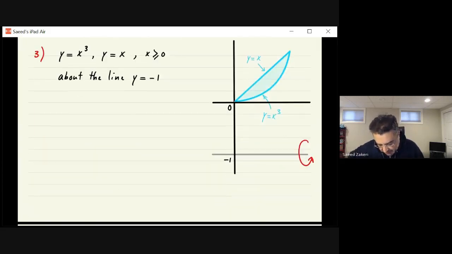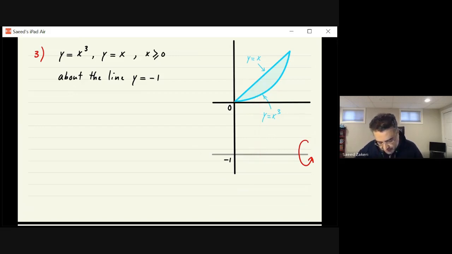Now in this case, the axis of rotation is this line, the line y equals -1. So when I pick some x and look at the cross section, I have to figure out, so this is the axis of rotation. So this is going to be the center of that ring. I have to figure out the outer radius, which is now this length, and the inner radius is now this length.